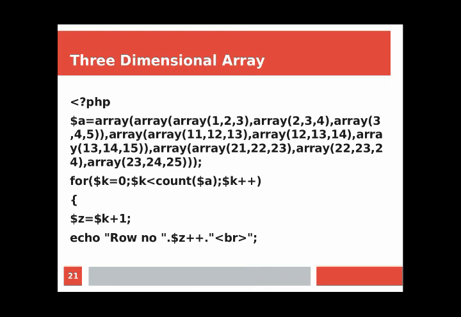Here we have taken the for loop. For, I already told why we consider the k. So here for $k equal to 0, that is initialization, semicolon, $k less than count of $a, semicolon, that is the condition check, and $k plus plus, that is the updation. Here beginning of the for loop, $z equal to $k plus 1, semicolon, and here our output statement, that is echo "row number" dot $z, plus plus, break.